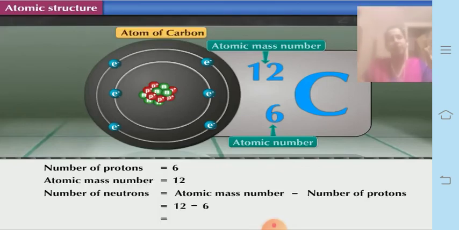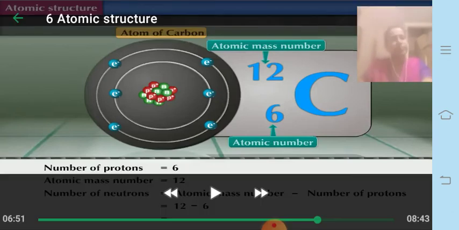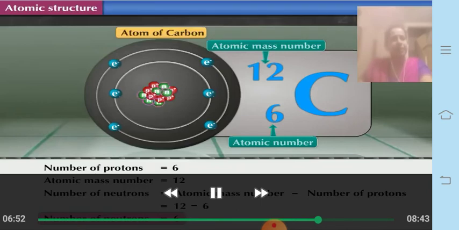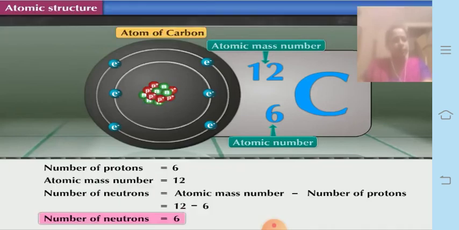If you want to find out the number of neutrons, just subtract the atomic number, or the number of protons, from the atomic mass number, and you will get the number of neutrons. So this is how you can find out the number of neutrons. Then the number of neutrons is therefore equal to 6 in the case of carbon.